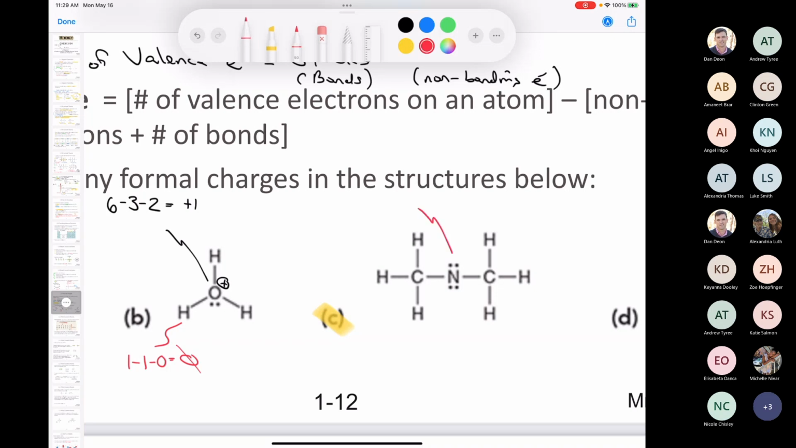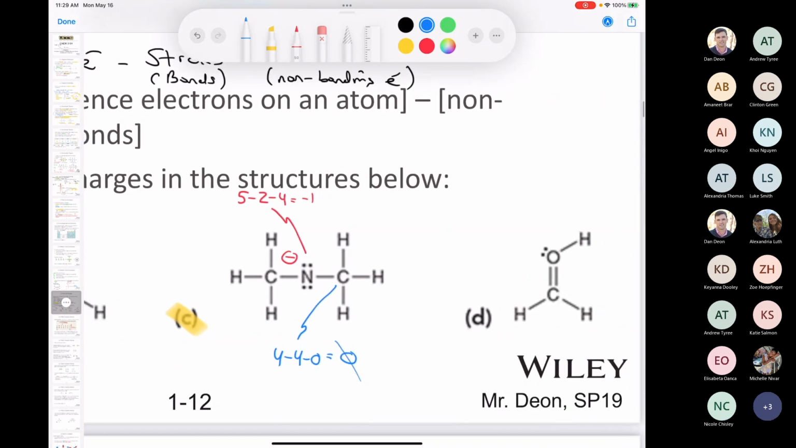If we look at the nitrogen, nitrogen has 5 valence electrons. Subtract 2 sticks, subtract 4 dots, that gives you -1. And so the nitrogen has a -1 charge. The hydrogens all have 1 bond, so they have no formal charge. And the carbons both have 4 valence electrons. Subtract 4 sticks, 0 dots, gives you 0.